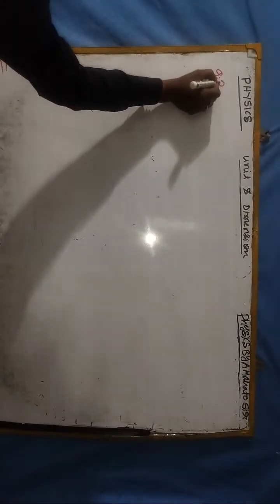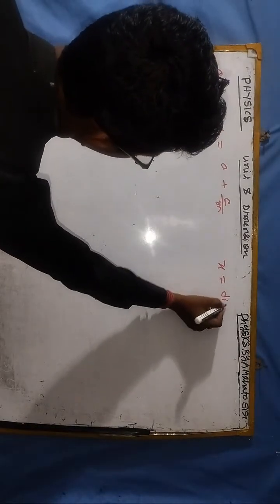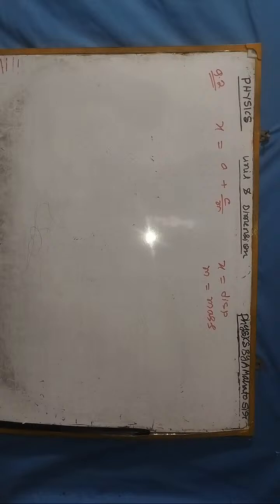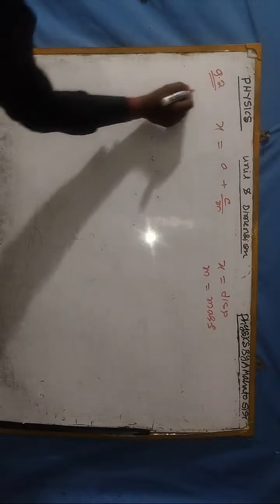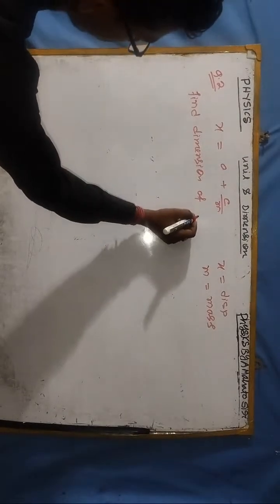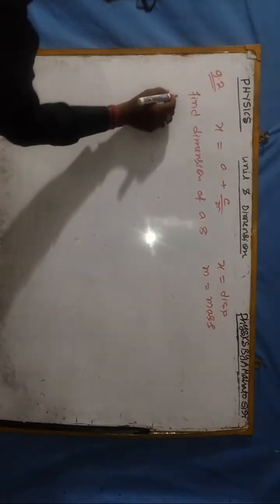Question number second. x equals a plus c by m, where x is displacement and m is mass. Find the dimension of A and C.